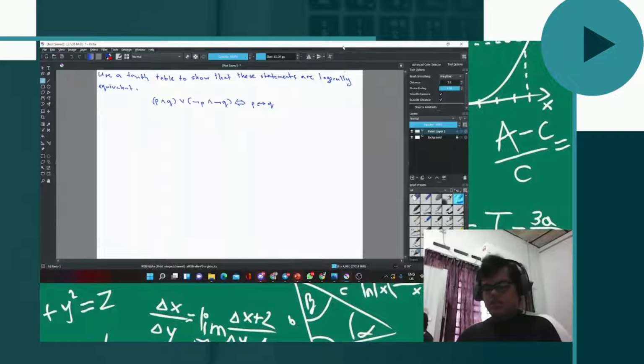Okay, this is an example of a logical equivalence question. It says here to use a truth table to show that these statements are logically equivalent: P and Q, or not P and not Q, is logically equivalent to P biconditional Q. So we start by making the truth table for P and Q. P is true, true, false, false, and Q is true, false, true, false.